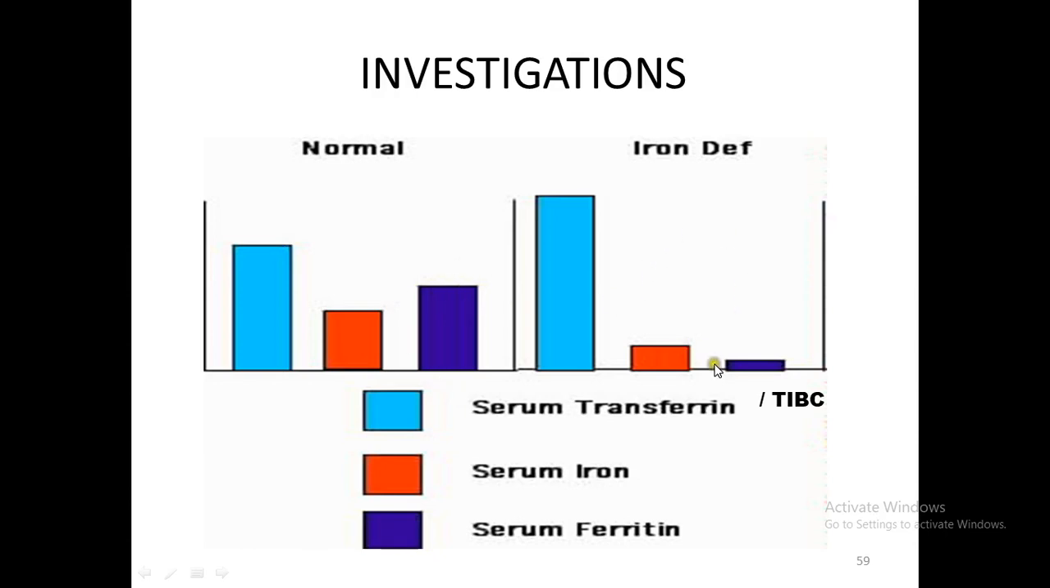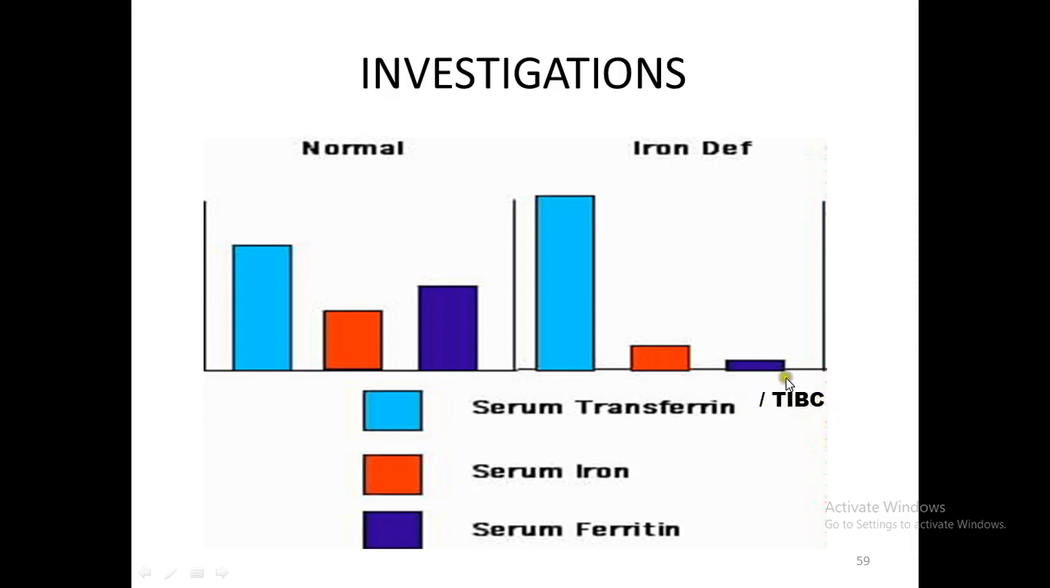In case of iron deficiency, of course, the first thing to reduce are the stores. Serum ferritin becomes so low. Second thing to reduce is serum iron. And what about serum transferrin? Serum transferrin, on the contrary, it is a paradox, but it becomes higher than normal. And when we look at the total iron binding capacity, of course, this also becomes very high.